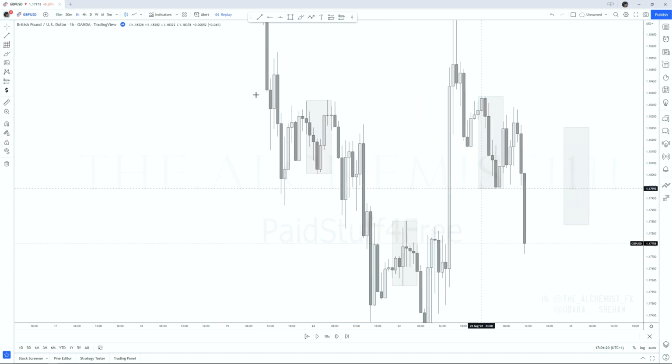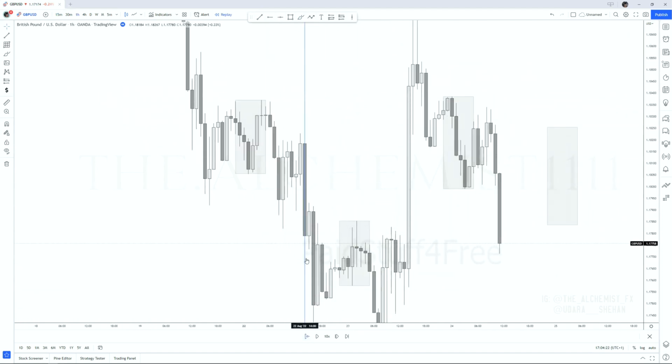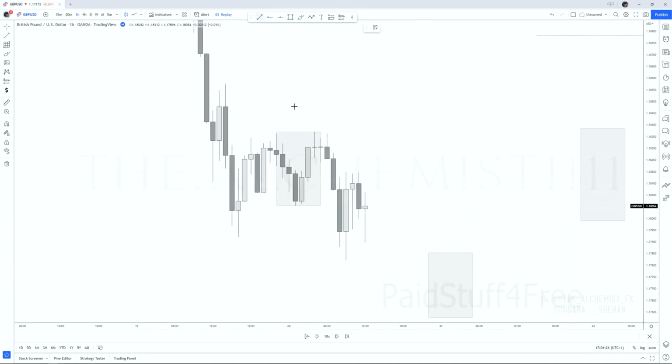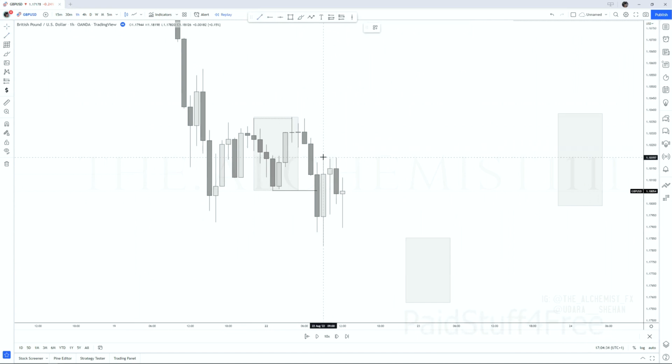What has the Asian high done? The Asian high has created a strong high, right? Why? Liquidity taken out and a swing low is broken. Strong high, liquidity. Okay, and then we had a rejection block.